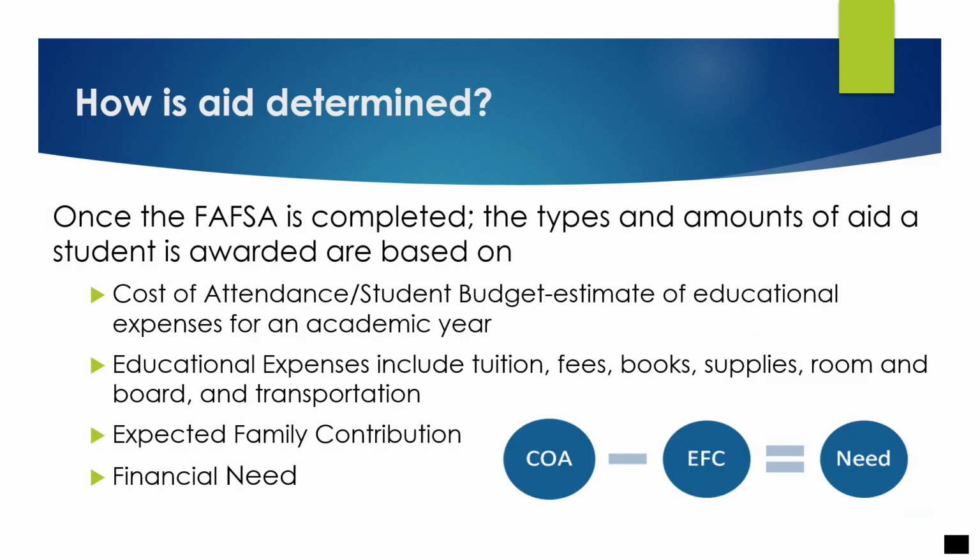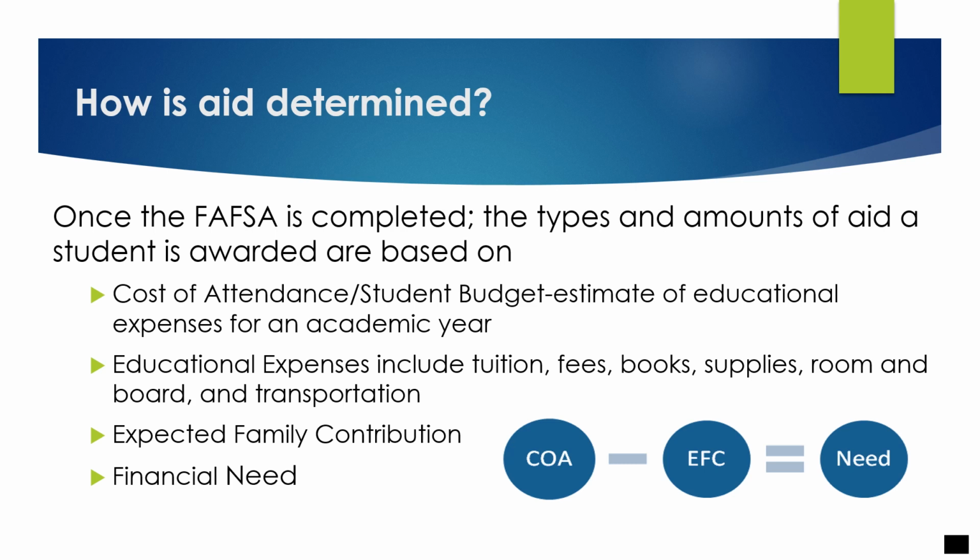So now once you've completed the FAFSA, you want to determine how your aid will be awarded. The types and amounts of aid a student is awarded can be based on a cost of attendance or the student's budget. This is an estimation of educational expenses for a given academic year. Educational expenses include tuition, fees, books, supplies, room and board, and transportation. Aid is also determined based on the student's expected family contribution as well as their financial need.